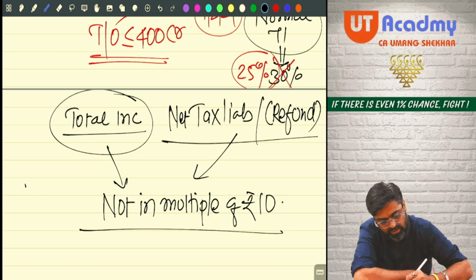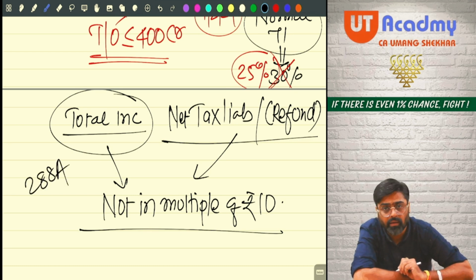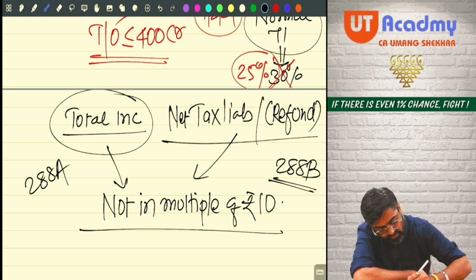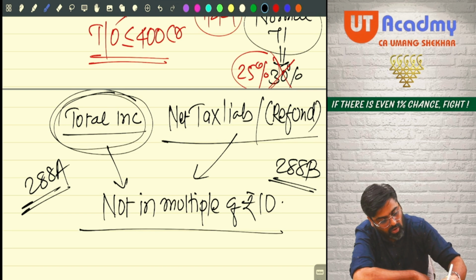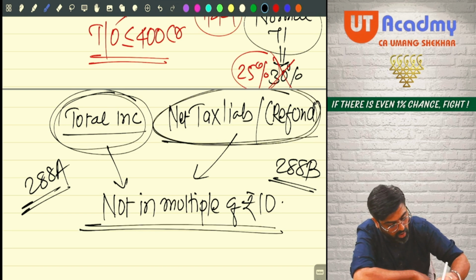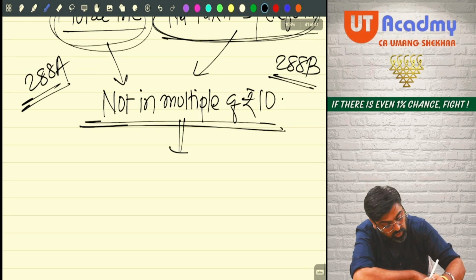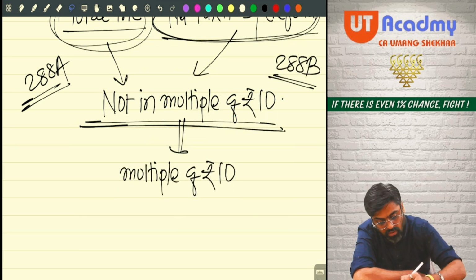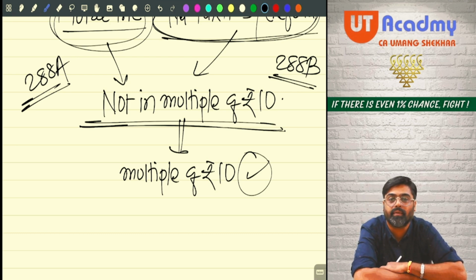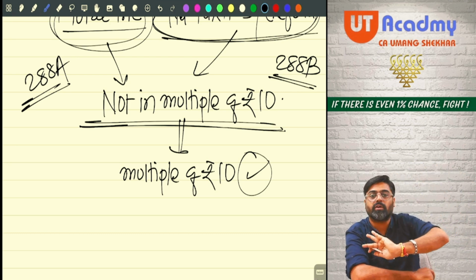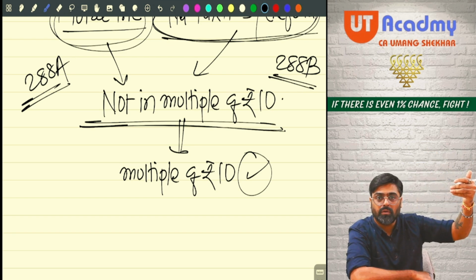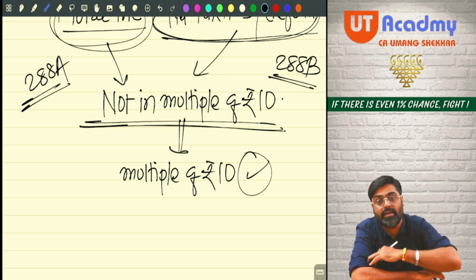Then there is one section 288A and there is another section 288B. These sections say that your total income or your tax liability or refund amount, if it is not in multiple of rupees 10, you are supposed to convert it into multiples of rupees 10. So your total income also you are supposed to convert in multiple of rupees 10, as well as your tax liability or your refund amount, you have to convert it into multiples of rupees 10.